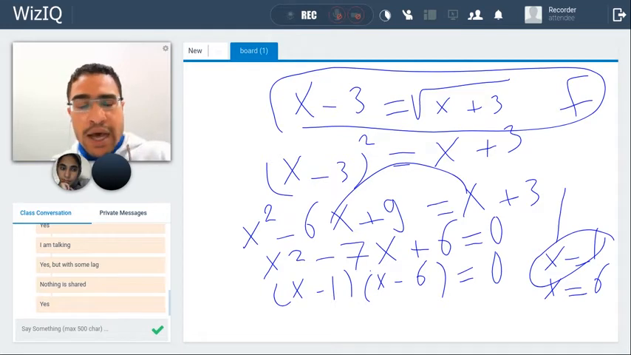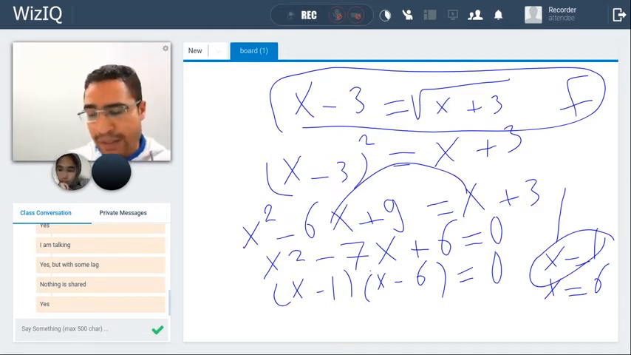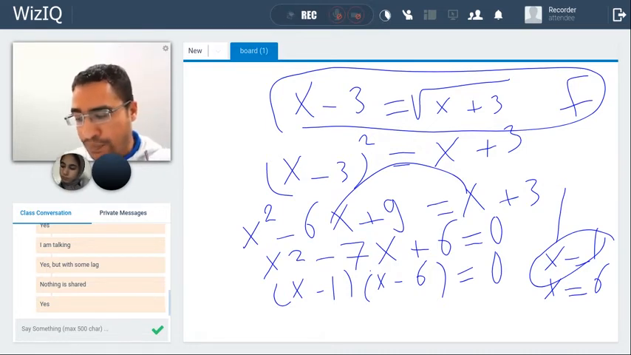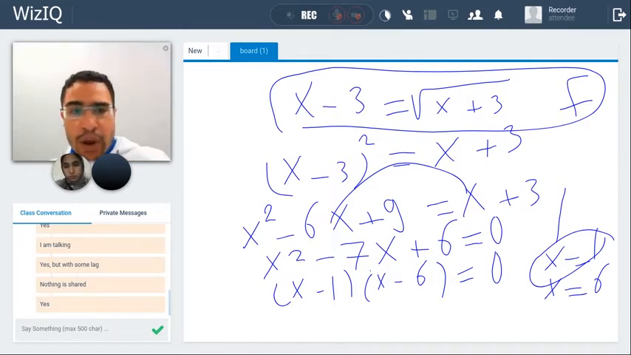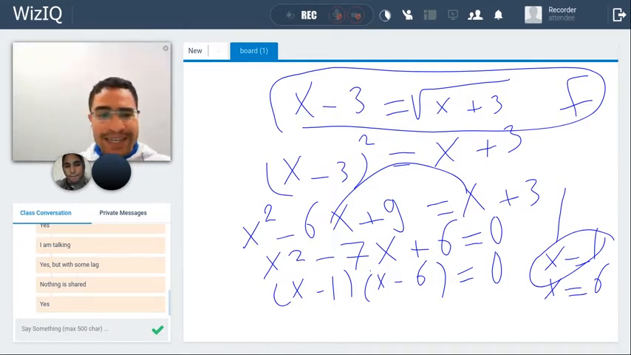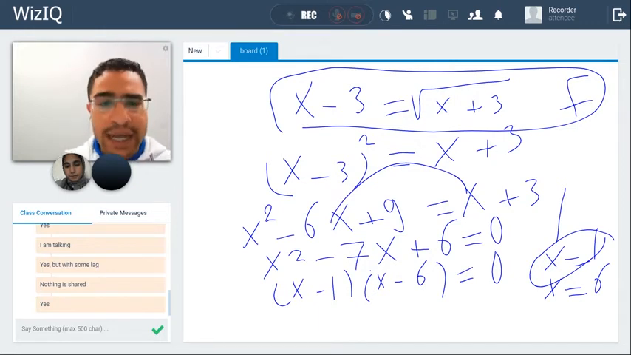If you try it, 1 minus 3 equals square root x plus 3. It doesn't make sense. So when you think about it, this doesn't work, right? Solving this problem algebraically would be a bit silly. It wouldn't make any sense doing this. Do you have any questions about this?